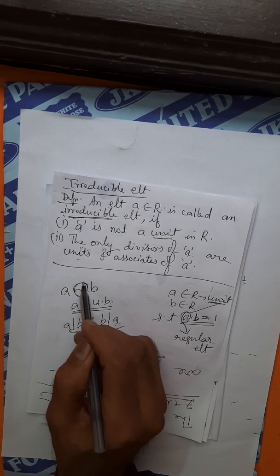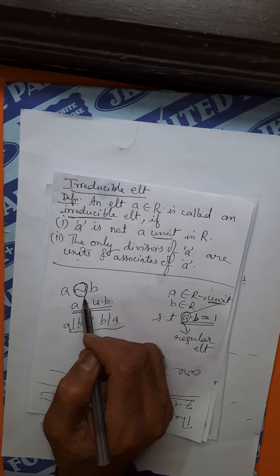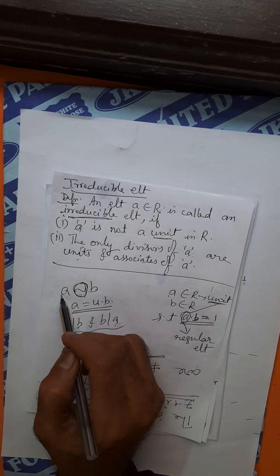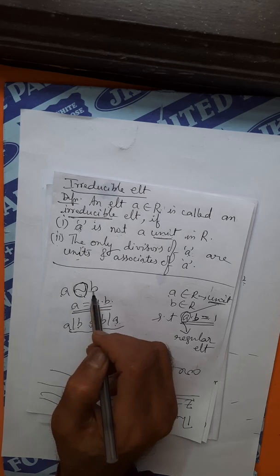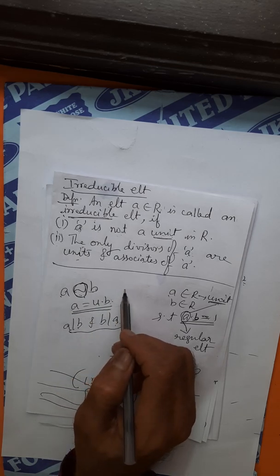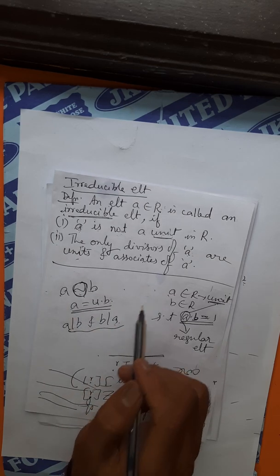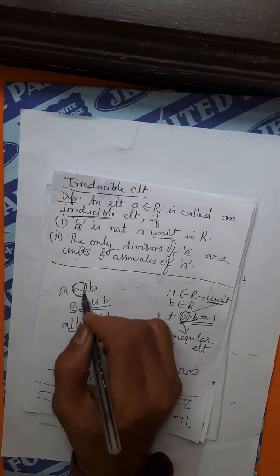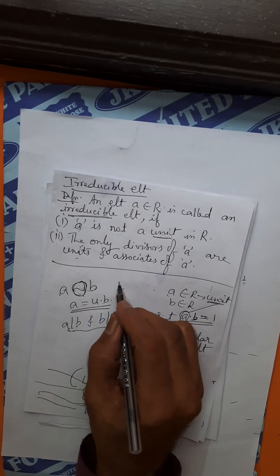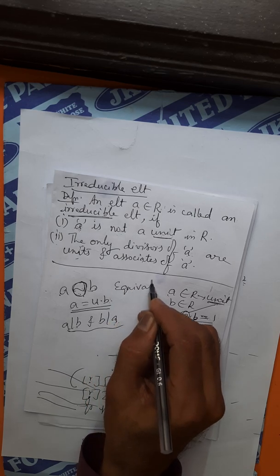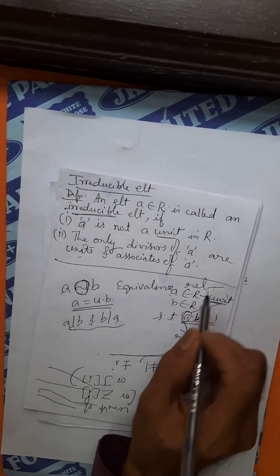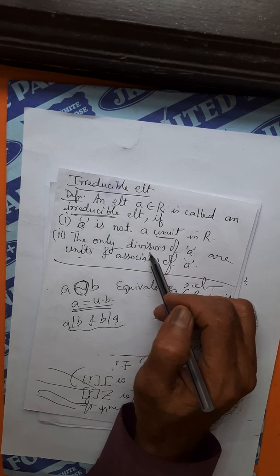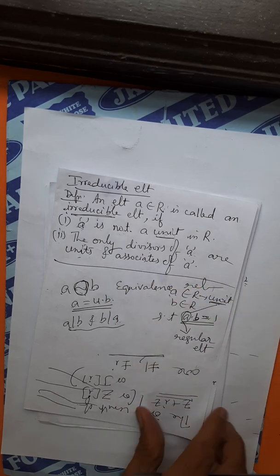Being an associate is reflexive, symmetric and transitive. Every element is an associate of itself. Whenever A is an associate of B, B is also an associate of A. If A is an associate of B, and B is an associate of C, then A is an associate of C. So reflexivity, symmetry and transitivity, all three are satisfied. This relation of associates is an equivalence relation. Right? So when is A irreducible? If A is not a unit and its only divisors are units and associates.